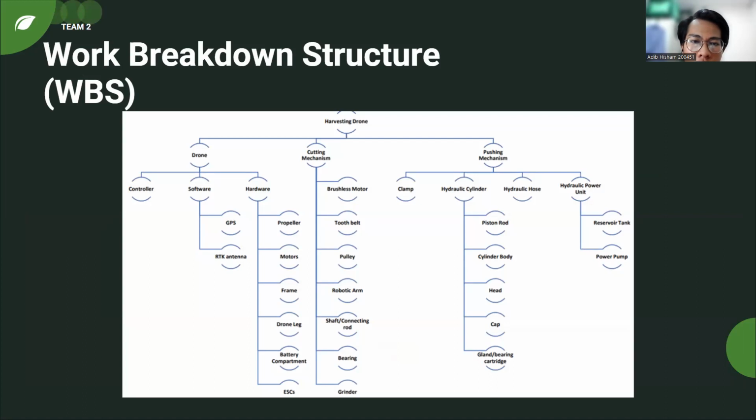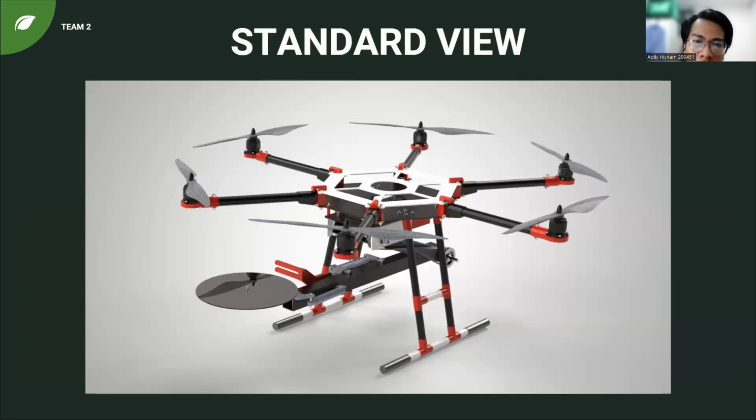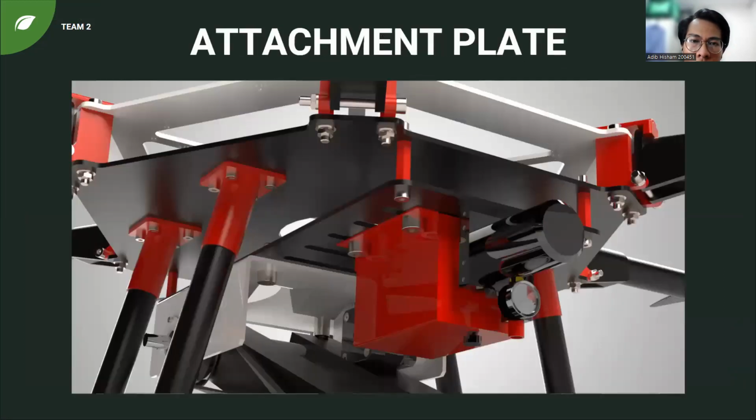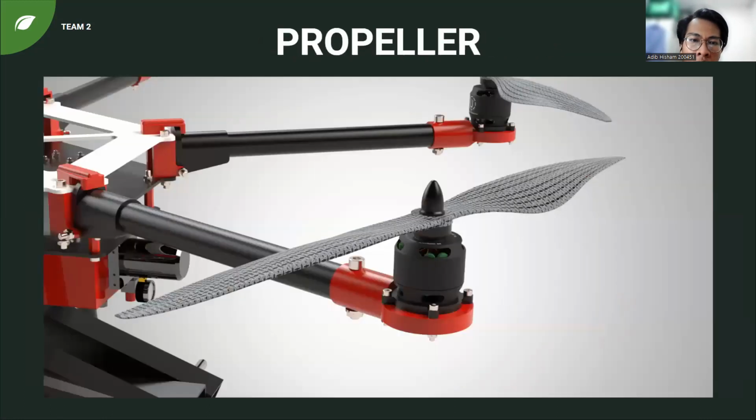The first level is the drone, and the second level consists of the drone, cutting mechanism and pushing mechanism. Then it continues with level 3 and level 4 for the smaller components. So this is the standard view of the drone, the bottom view of the drone, and the attachment plate where the cutting mechanism and pusher mechanism are attached to the drone base, the drone frame. And lastly, this is the propeller, which consists of the motor and propeller.